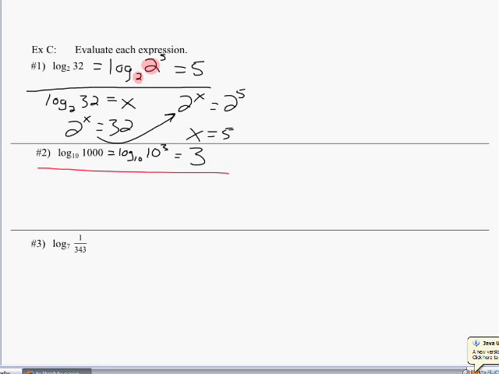Using the alternate method, you would take log base 10 of 1,000, set it equal to a variable, write it in exponential form. 10 to what exponent is 1,000? Well, that's 10 to the third. You're asking yourself the same questions as you go. You're just presenting it in a different way to your mind, whichever is going to work best for you.